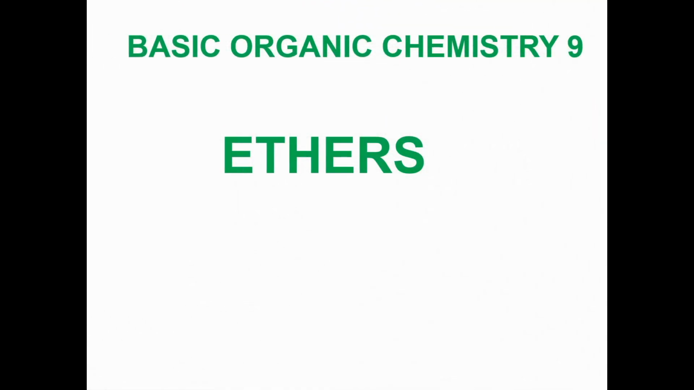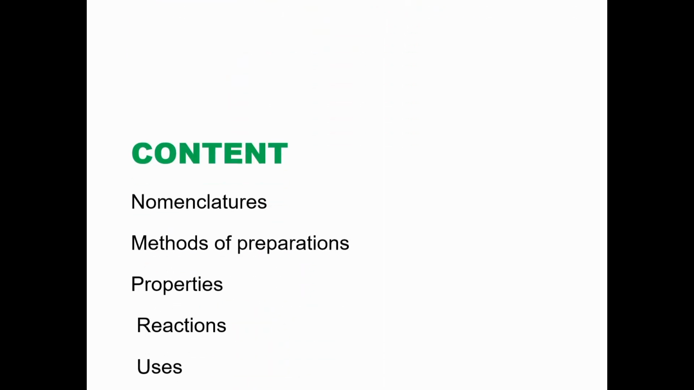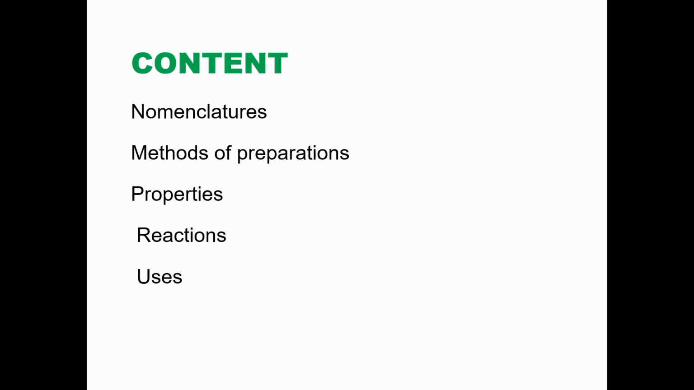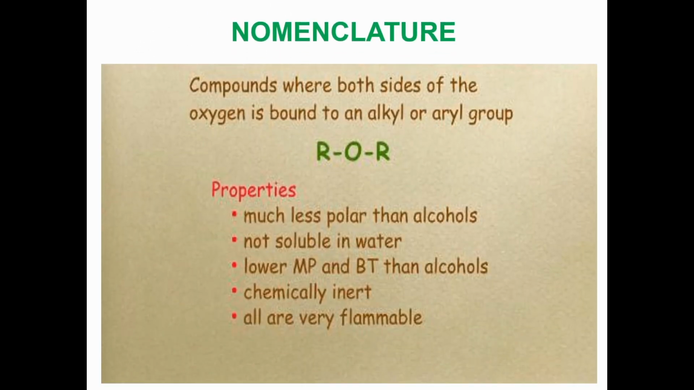In today's basic organic chemistry class, we'll be looking at the ethers. At the end of this class, you will understand how ethers are named, their method of preparation, their properties, reactions, and their uses. An ether is a compound in which oxygen is bonded on both sides to an alkyl or aryl group.